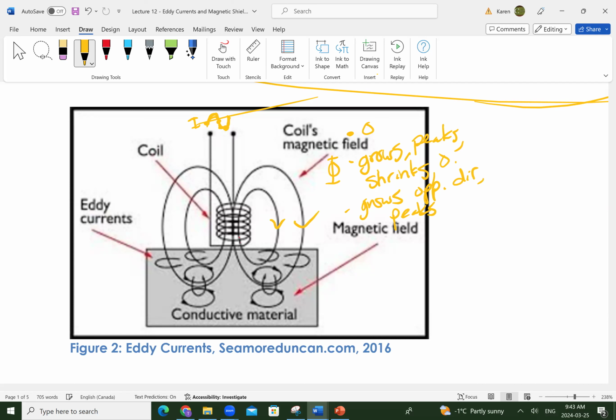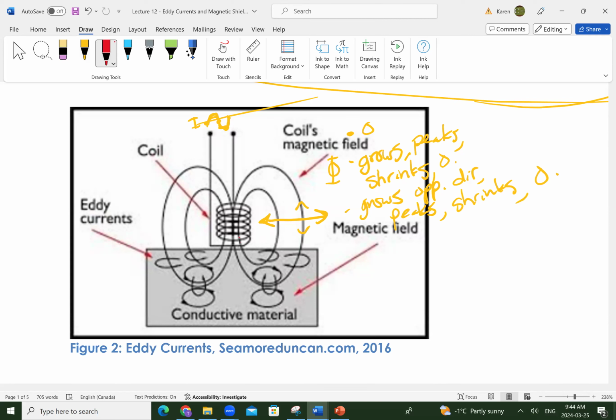So it was growing like this. And then once we get to the other side of the sinusoid, it goes like this. And then it grows like this, peaks and shrinks in the same direction. When it shrinks, it's the same direction, okay? Grows in the opposite direction, it peaks, it shrinks, then it goes to zero, and then that process repeats itself. So these are growing and shrinking, which I can draw like this. They're going this way, then they're going this way. Now, that is going to produce eddy currents.